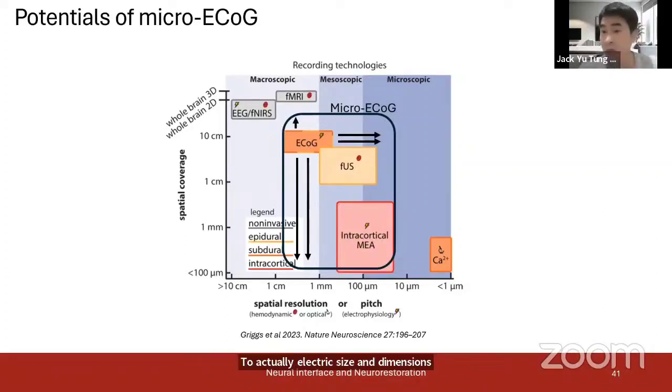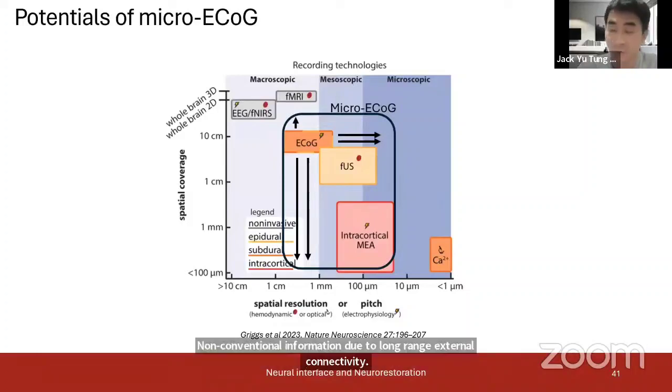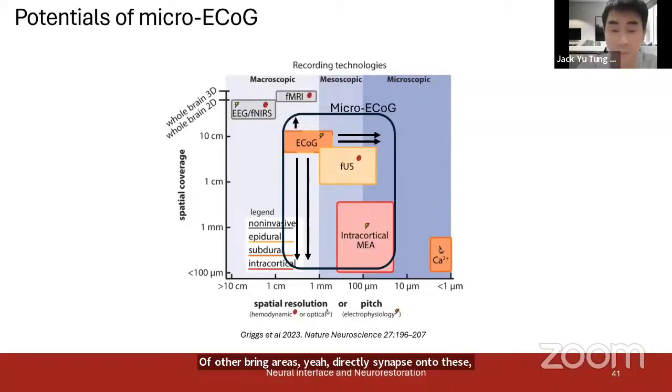So granted that the response characteristics of layer 1 neurons are going to be different from that of the pyramidal neurons, we and other groups have shown that rich information can still be decoded from these superficial neural spikes, and they in fact likely mirror the activities of pyramidal neurons in the same column. And in addition, we may even be able to decode non-conventional information due to long-range axonal connectivity from other brain areas that directly synapse onto these layer 1 neurons, as shown in many tracer and histological studies that I presented.